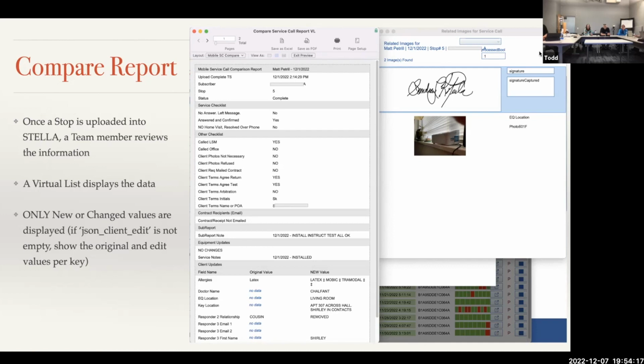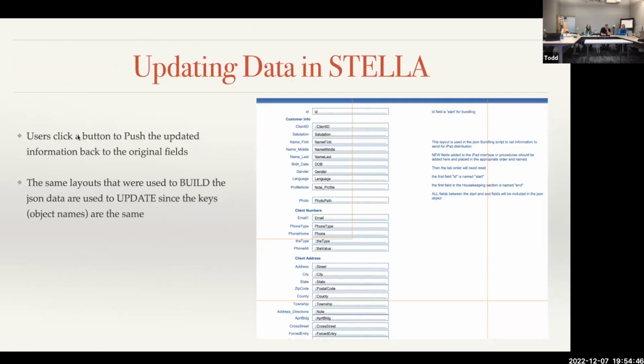And then there's a button, usually up here in the corner, that they can hit that will move this data over into Stella, right? And so it'll put the signature into the current contract. It links the photos to an equipment location field in the customer profile, so that photo will be accessible there. On this screen, it will put all of the data that is new and updated into the same fields that it came from originally.